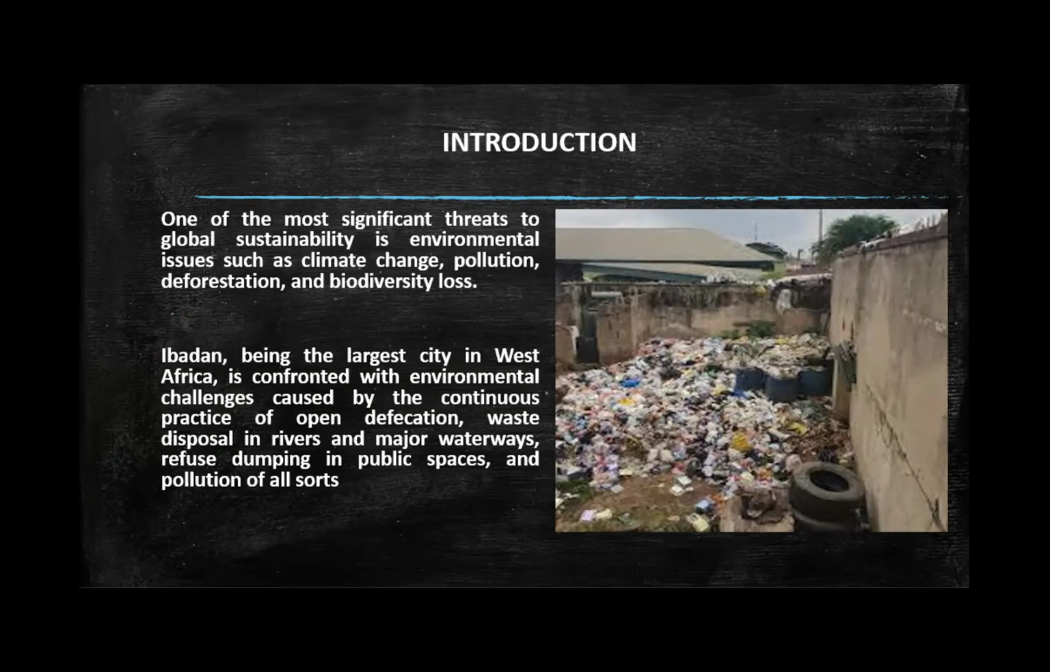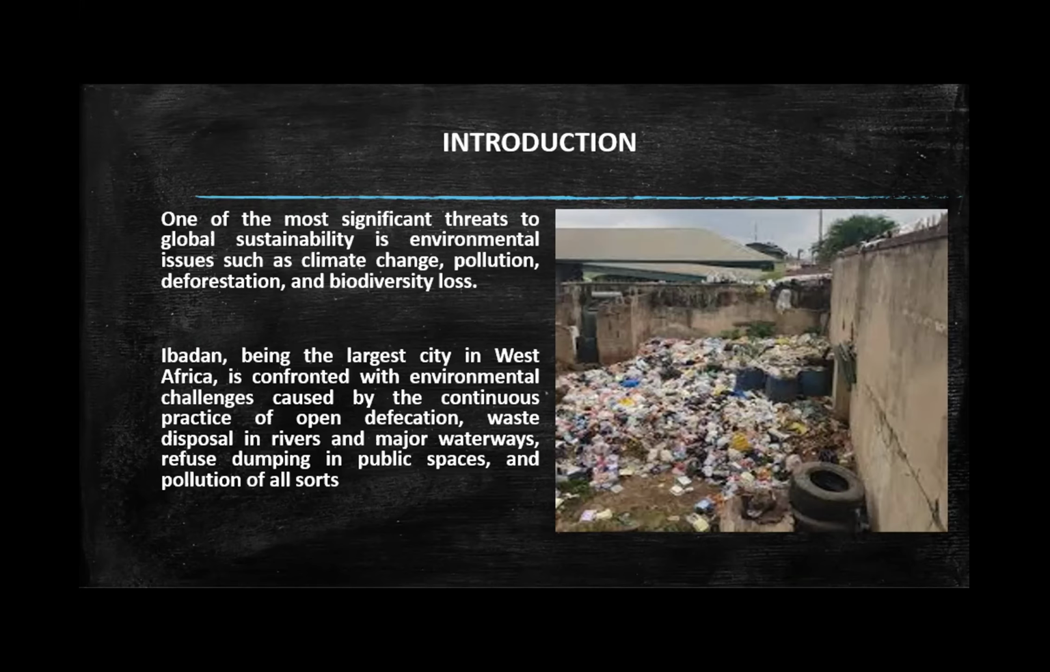And Ibadan, which happens to be the largest city in West Africa, is confronted with environmental challenges caused by continuous practices of open defecation, waste disposal in rivers and major waterways, indiscriminate dumping of refuse in public spaces, and much more. These practices have caused serious environmental damage, and outbreaks of diseases have been reported. Cases of cholera and Lassa fever have been on the rise in recent times. There has also been flooding. If you are familiar with Ibadan, you know that this is a recurrent thing that happens almost every now and then. And some public green spaces are being degraded.